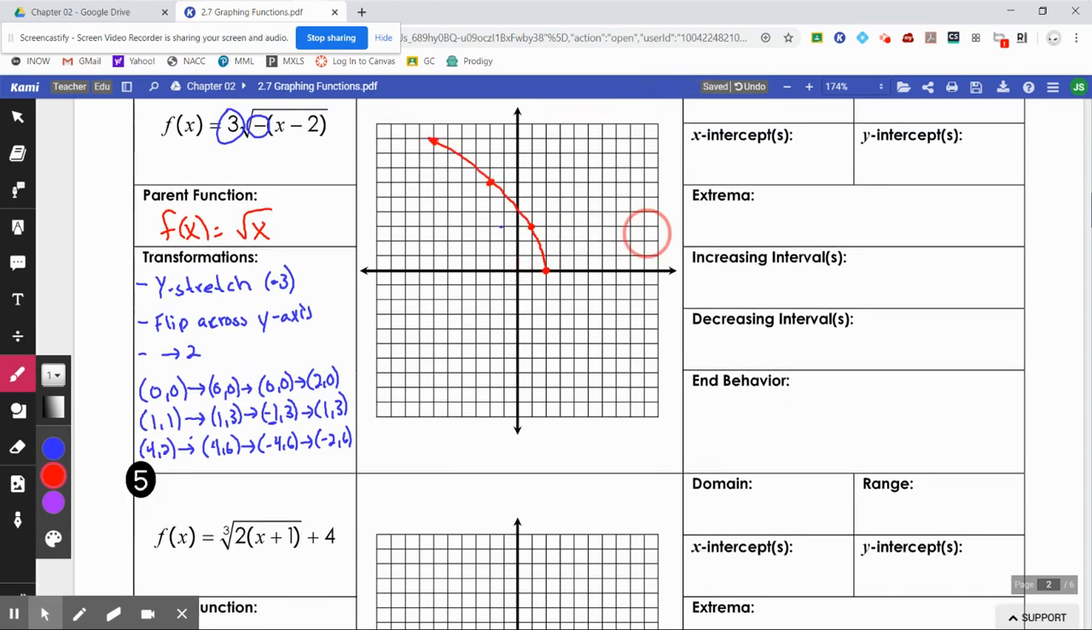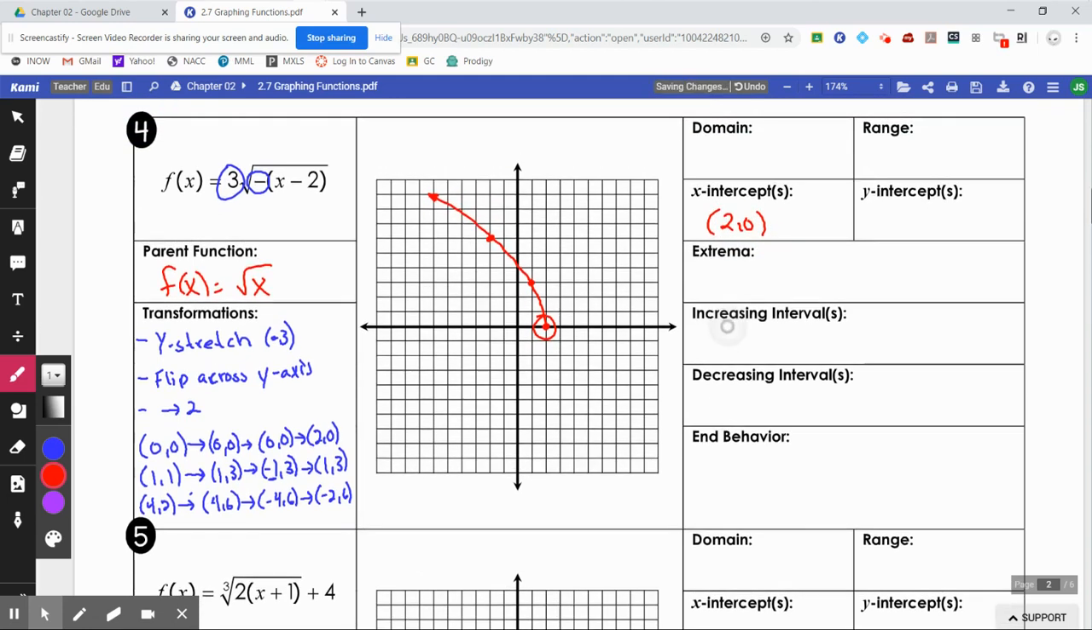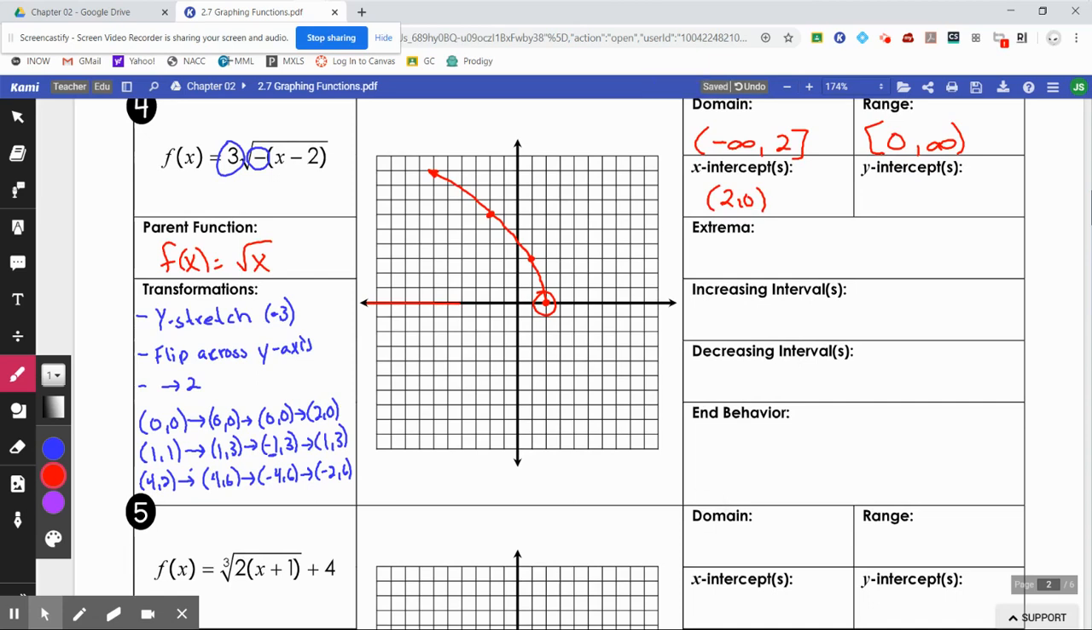And let's go ahead and erase our parent function so that we can answer these questions. Your x-intercept, you have one x-intercept, and that's going to be at 2, 0. And I forgot to do my first couple, my domain and range. My domain, my graph goes from negative infinity up to this x value right here of 2. My range, my graph starts at 0, including 0, and goes up forever. My x-intercept was at 2, 0. My y-intercept was right here at 1, 2, 3, 4, so 0, 4.